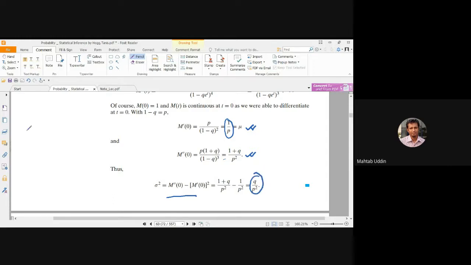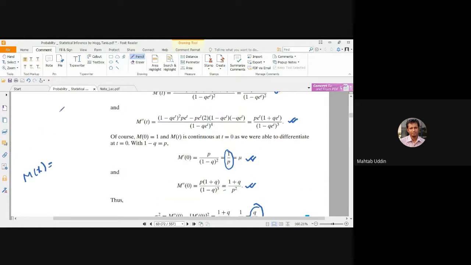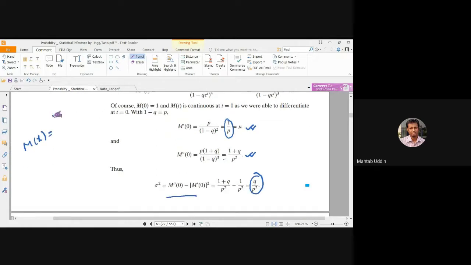That is, for a geometric distribution, the moment generating function is equal to p e to the t over one minus q e to the t. This is the moment generating function. Mean equal to 1 by p, and sigma square equal to q by p square. These are the standard values. You cannot change them.